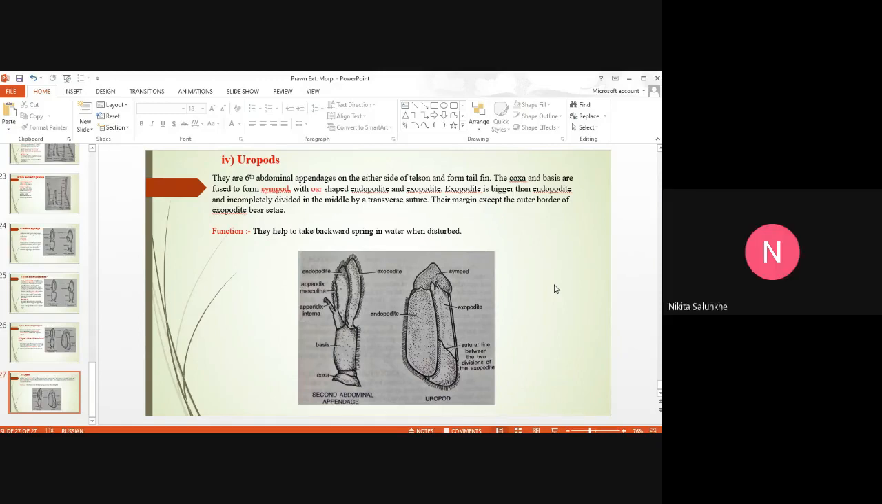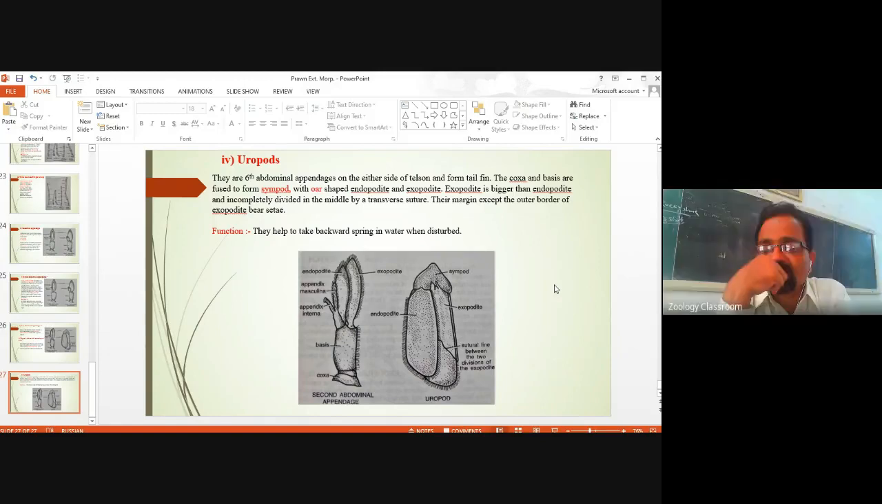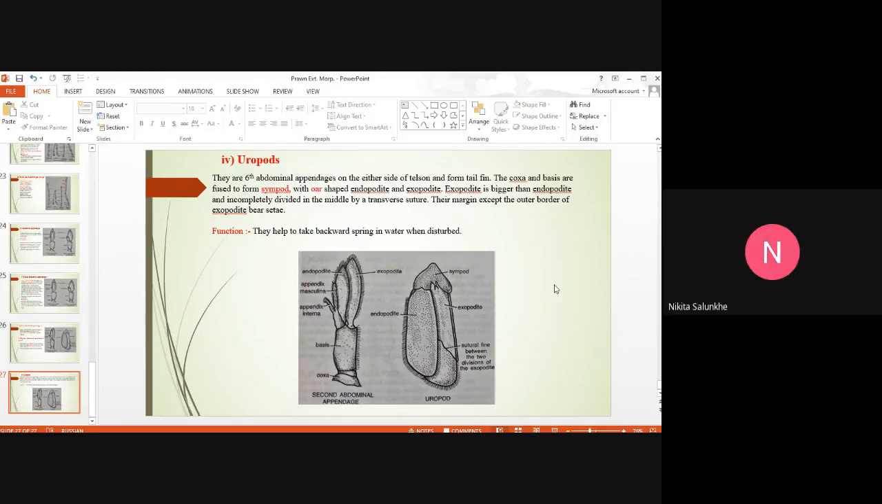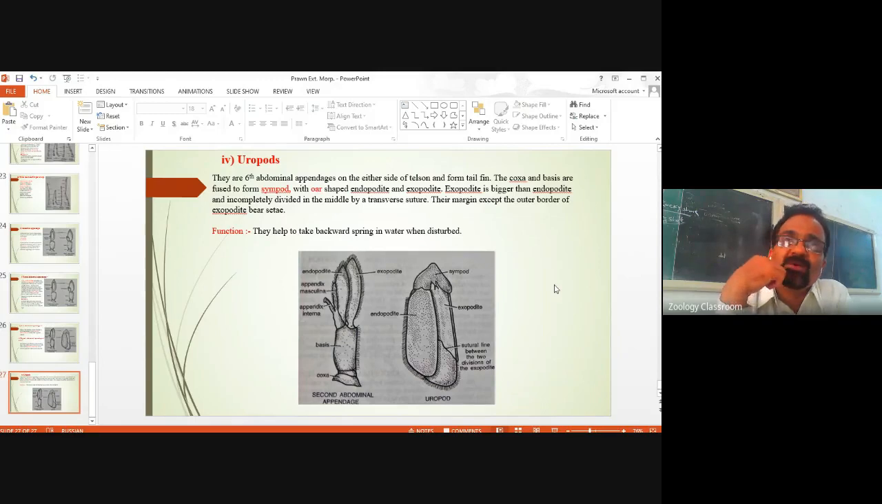At the base it is larger, and at the top it is small, tapering. No, no. I'm asking you the meaning of the word oar. No idea, sir. An oar is required when you are rowing the boat.